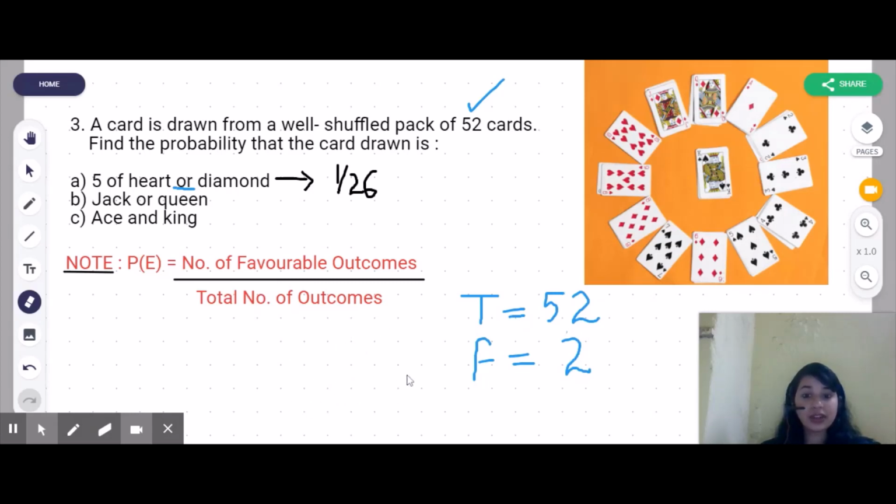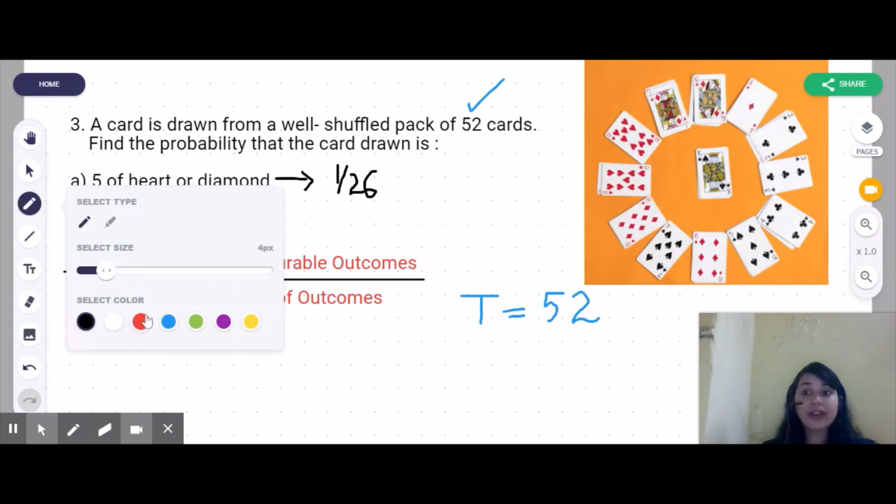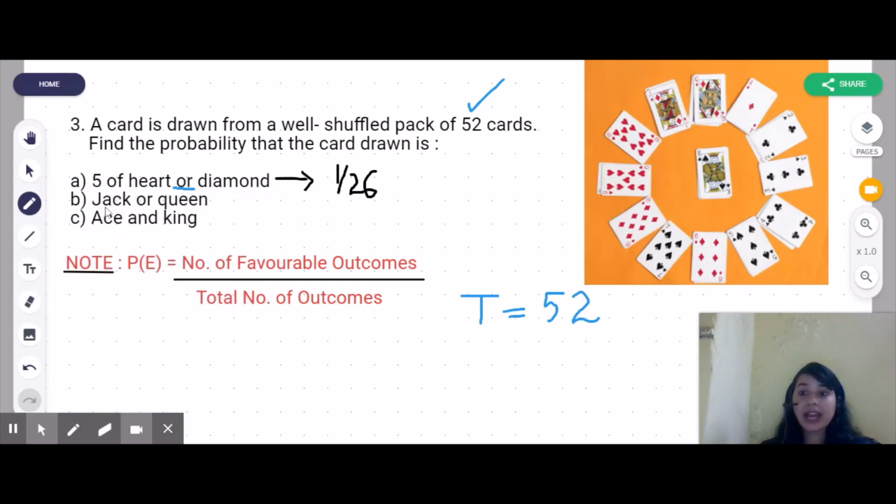Now let us concentrate on the second part of the question, and I am not going to erase my total number of outcomes because it will remain the same for all the three cases. So now what is the second part? We have to get a jack or a queen. So now I hope you all remember that jack and queen, they are face cards, right? So how many jacks are there in total? There are total 4 jacks in all the 4 suits. There are 4 jacks in total.